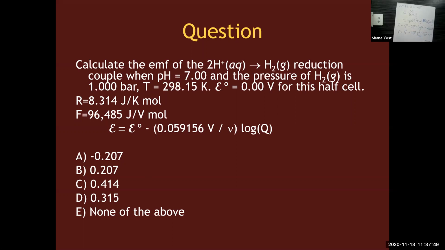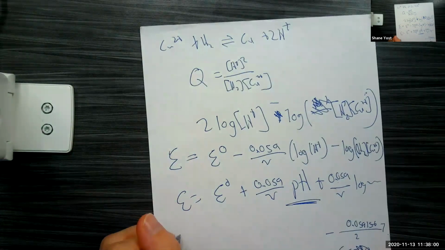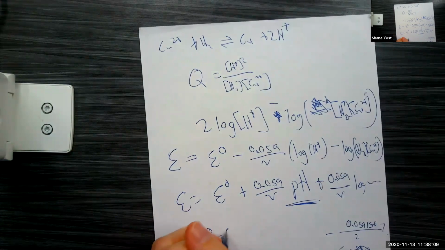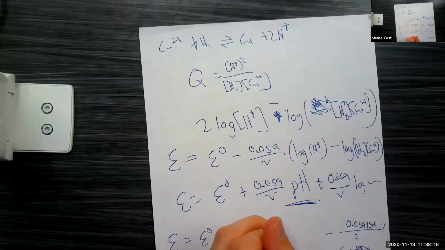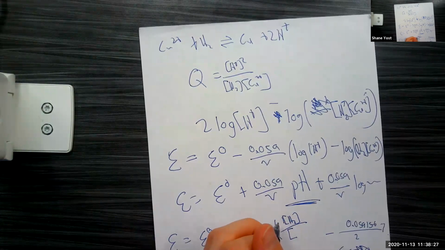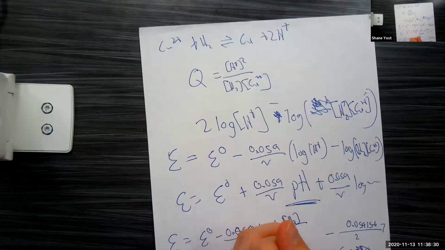if we write out, again, E is E naught minus 0.059 divided by, in this case, 2, times the log of Q, which is the concentration of H2 divided by concentration. Oh, nope. So the answer is none of the above.